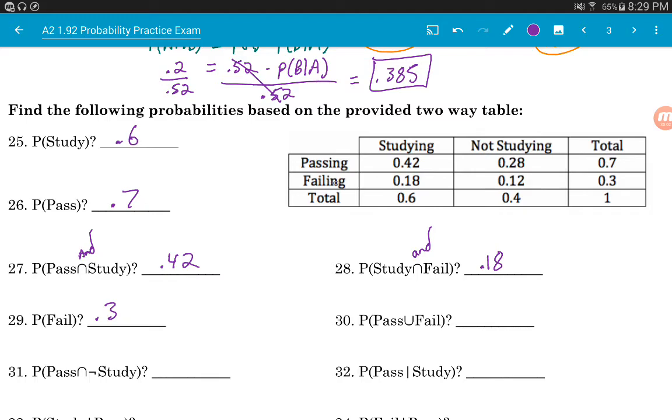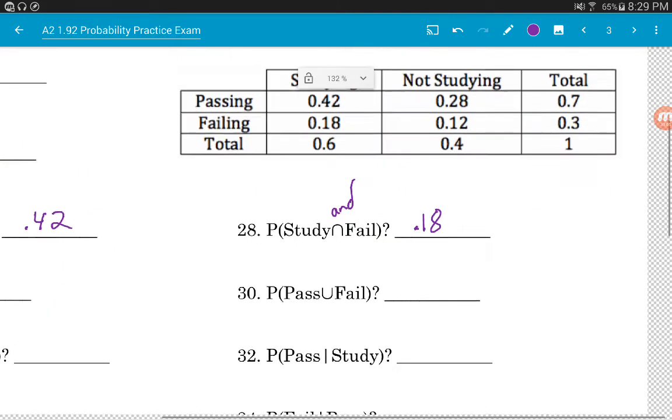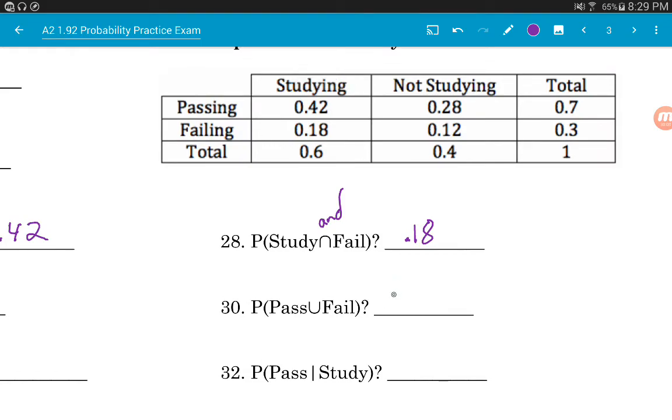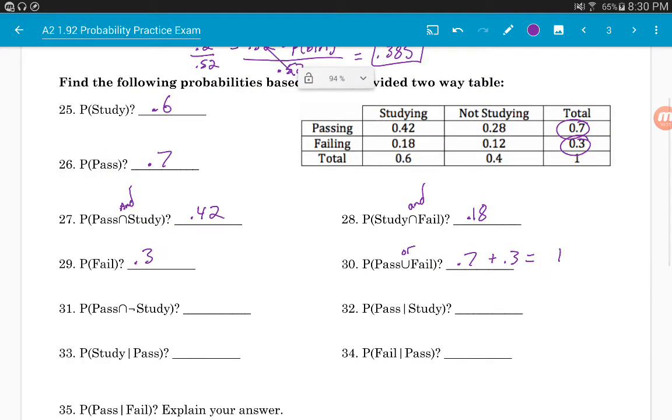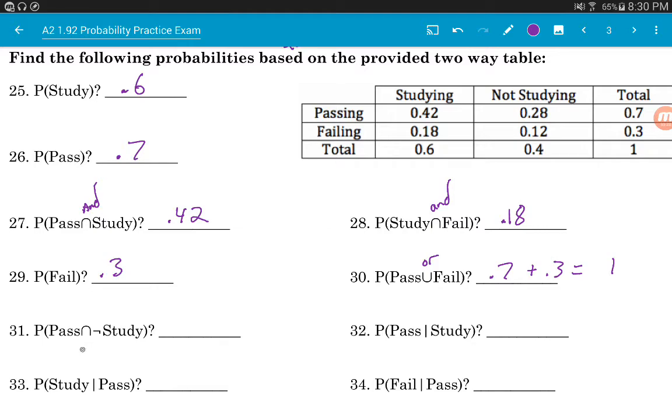Passing or failing. These are mutually exclusive. There's no crossover, so we can just add these together. Probability of passing is 0.7. This is or, so it's plus. And failing is 0.3. So this equals 1, or 100%. Now, passing and not studying, that symbol means not. So passing, not studying is 0.28 out of 1, which is 0.28.